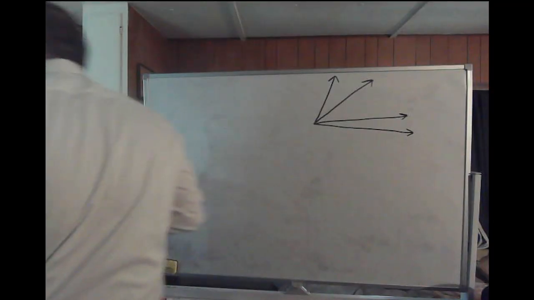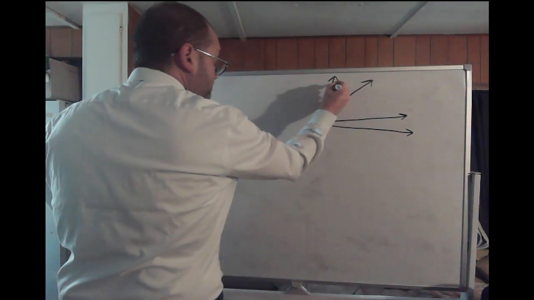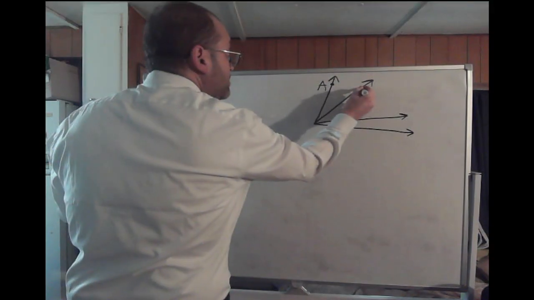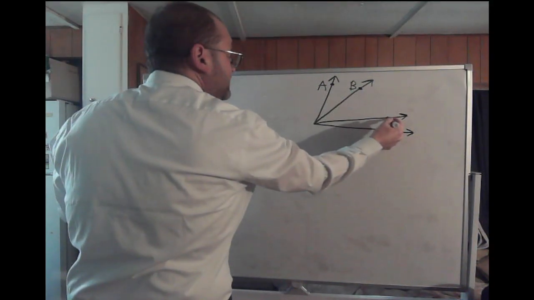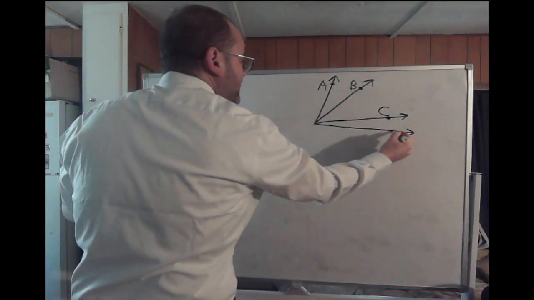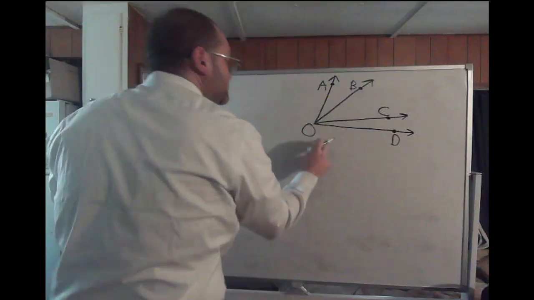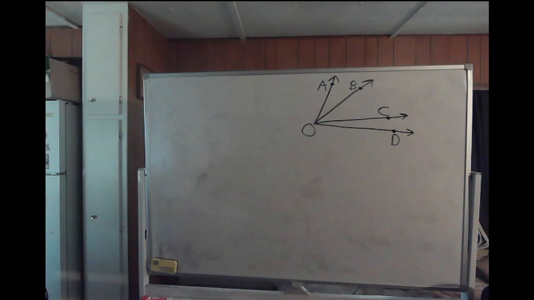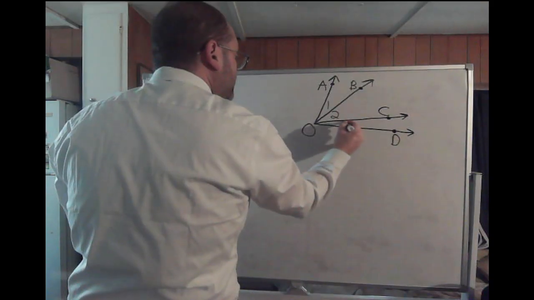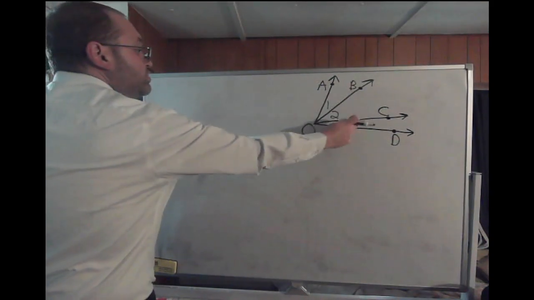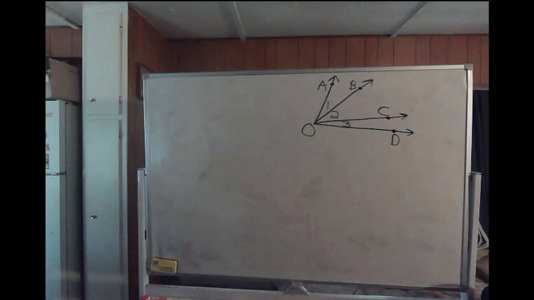We have point A, point B, point C, then we have point D down here. They all come together at the vertex O. These are angles 1, 2, and 3. Angles 1, 2, and 3. Okay. So there's our nice diagram.